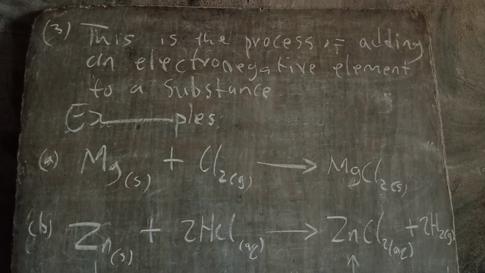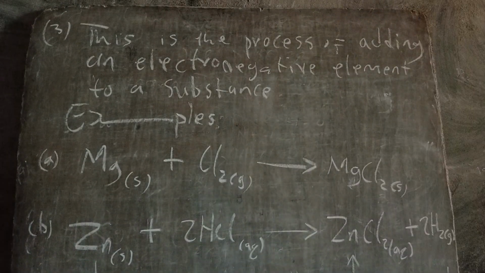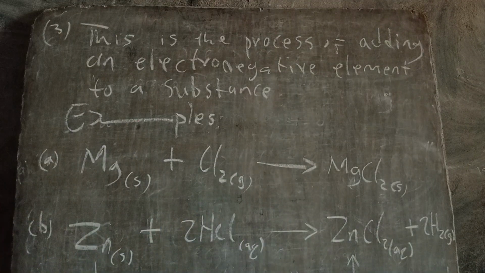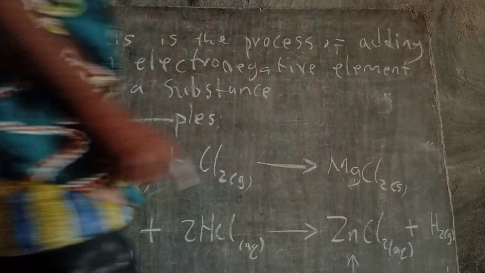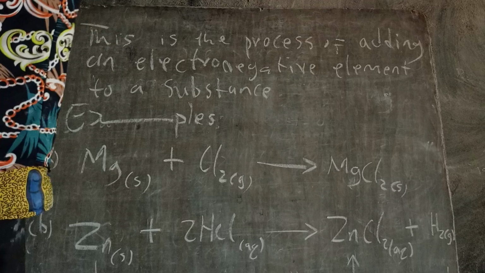Anytime electronegative elements, which are referred to as non-metals, are being added to a substance, automatically that reaction is what? Oxidation reaction. Are you with me? But no issues. Be careful, they will not discover that the 2 is out. Yes. Now, the equation is balanced.